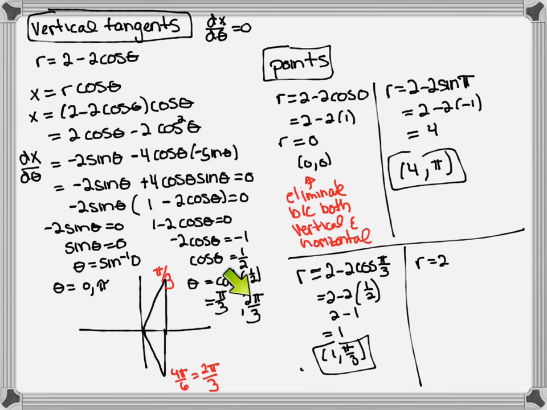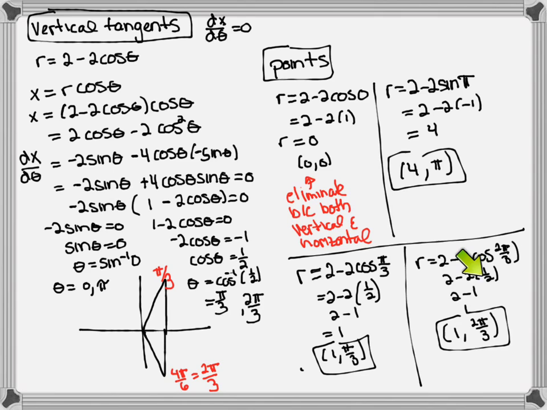And now I'm going to substitute 2 pi over 3. So cosine of 2 pi over 3 is 1/2. So 2 minus 1 is 1. So this, on all 3 points, is where I get vertical tangent.